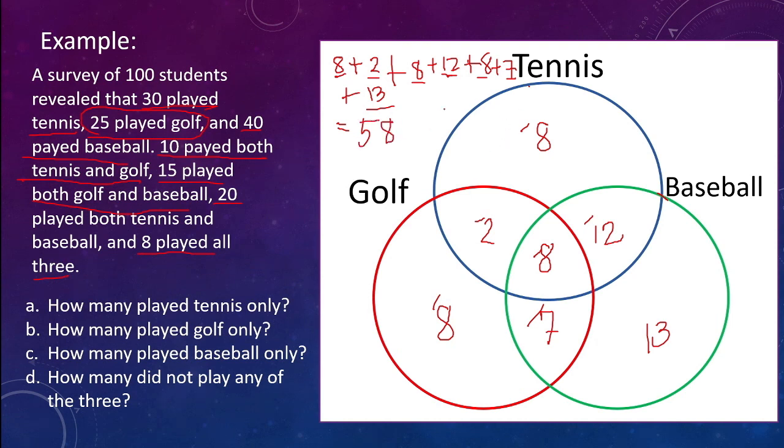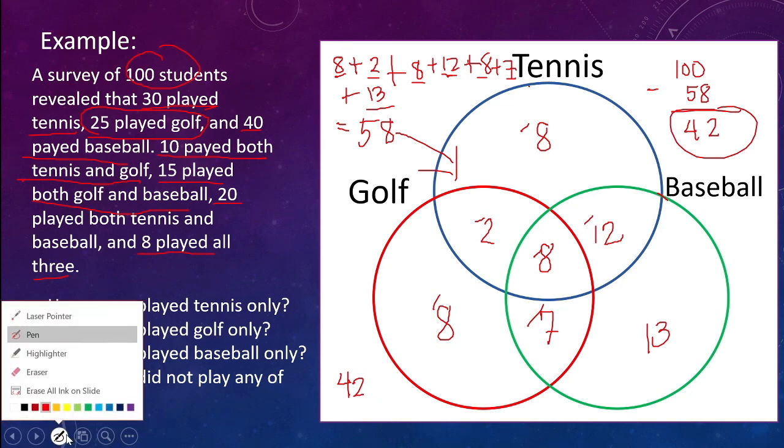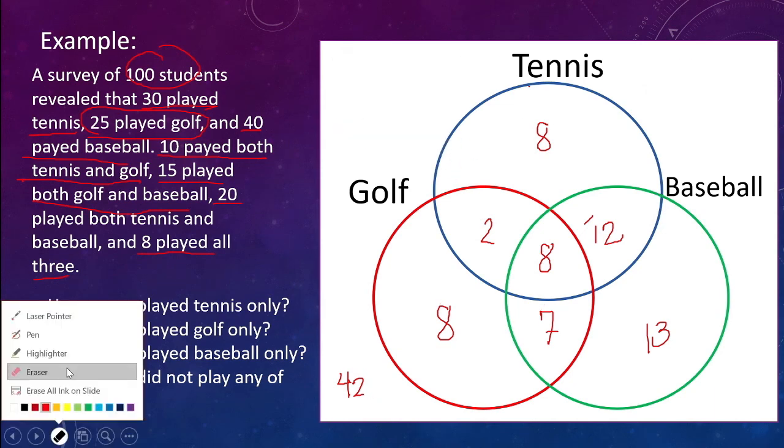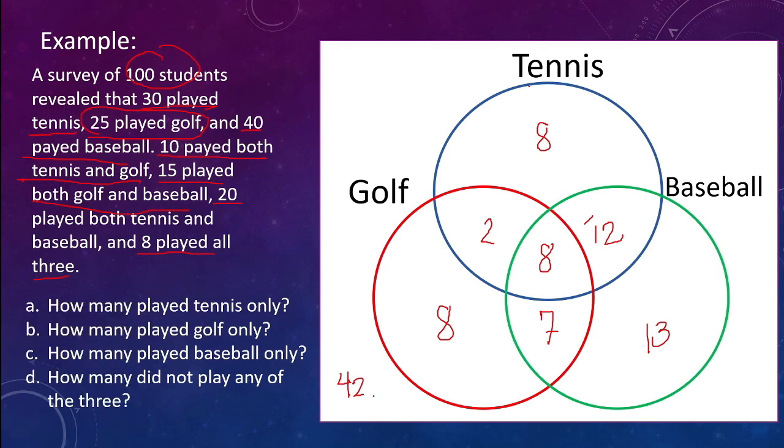So, 58 lahat yung naglaro ng sports. Okay, so we have here 100 students. Ima-minus lang natin yung 58 sa 100. So, 100 minus 58, we have here 42. So, there are 42 students who did not play any of the 3 sports. So, ilalagay natin siya dito sa labas ng Venn diagram. So, that is our answer.